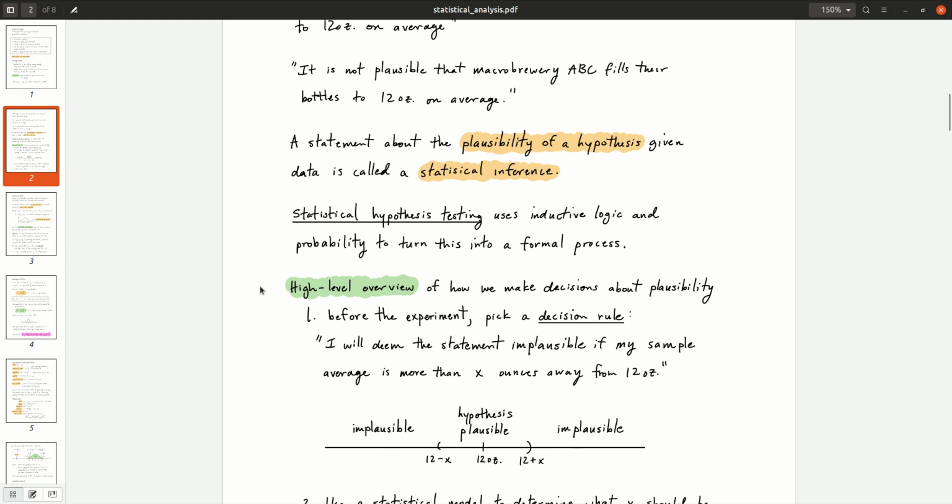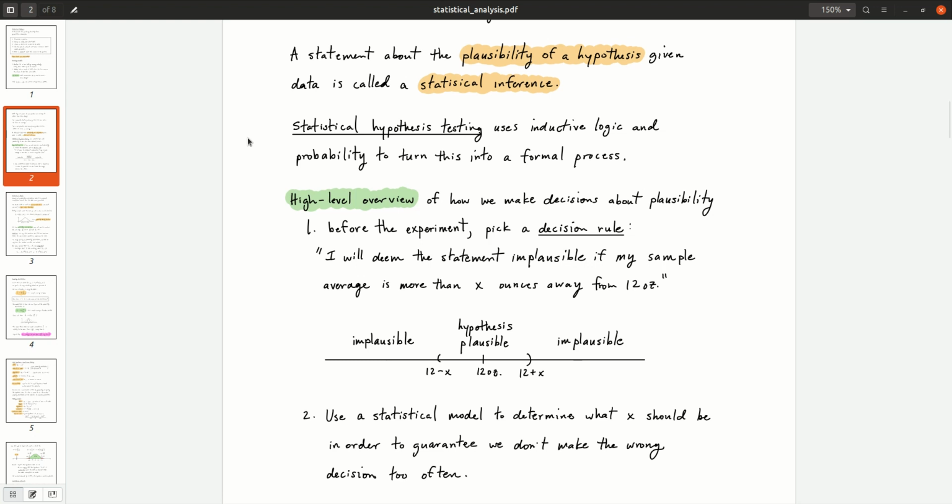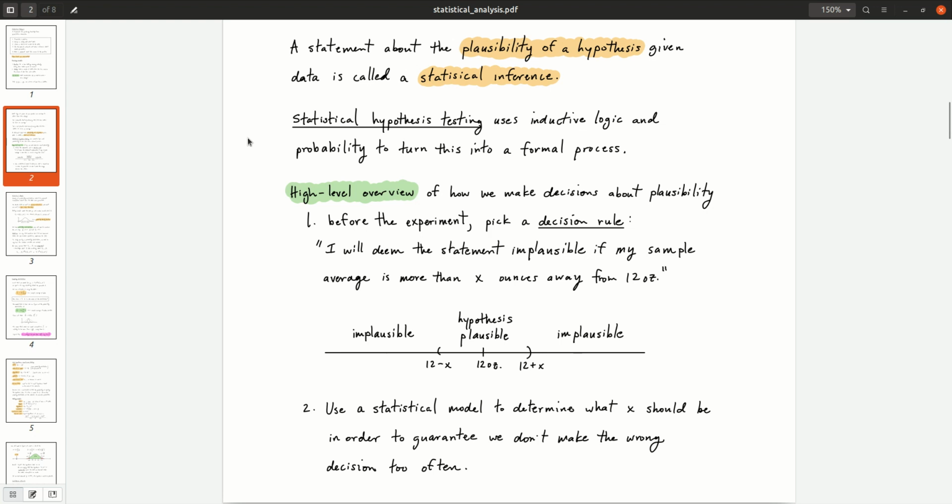And the formal way of doing this is called statistical hypothesis testing. This uses inductive logic and probability to turn these statements about plausibility into a formal process that involves probabilities and numbers. So before we get into the details, I just want to give a high-level overview of how we make these decisions about the plausibility of hypotheses or statements.